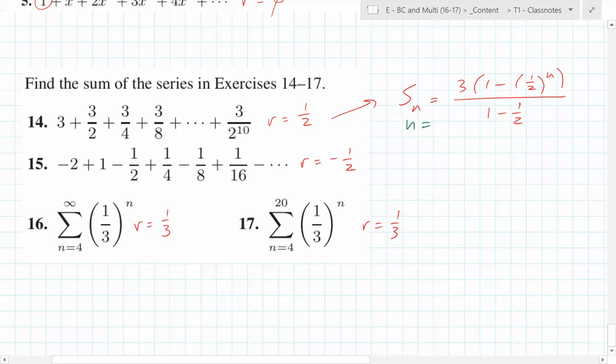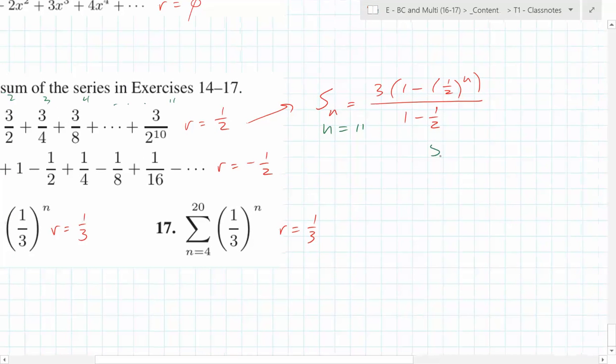Is it 11 or 10? If 3 is 1, then this has to be, so that's 2, 3, 4, all the way to the 11. So it has to be n equals 11 on that one. Be real careful. So you plug in 11, and then can you do that one without a calculator? It might be a little challenging.